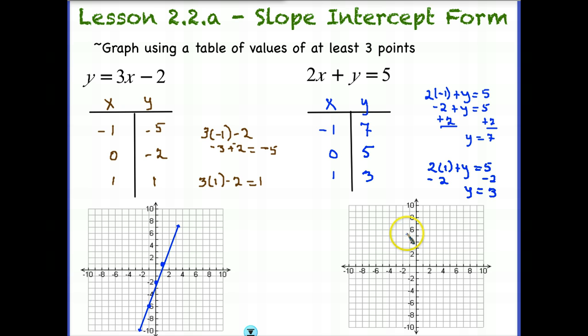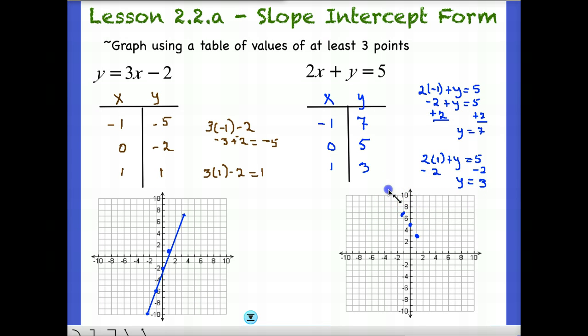Okay, great. Now I'm going to plot the points here. I've got -1, 7, 0, 5. That's my y-intercept. And 1, 3 right there. More than enough points for my line. And there it is. And that's a review of how to graph using a table of values. What's nice about this is it doesn't matter how you write the equation, you can still plug numbers in and solve eventually.